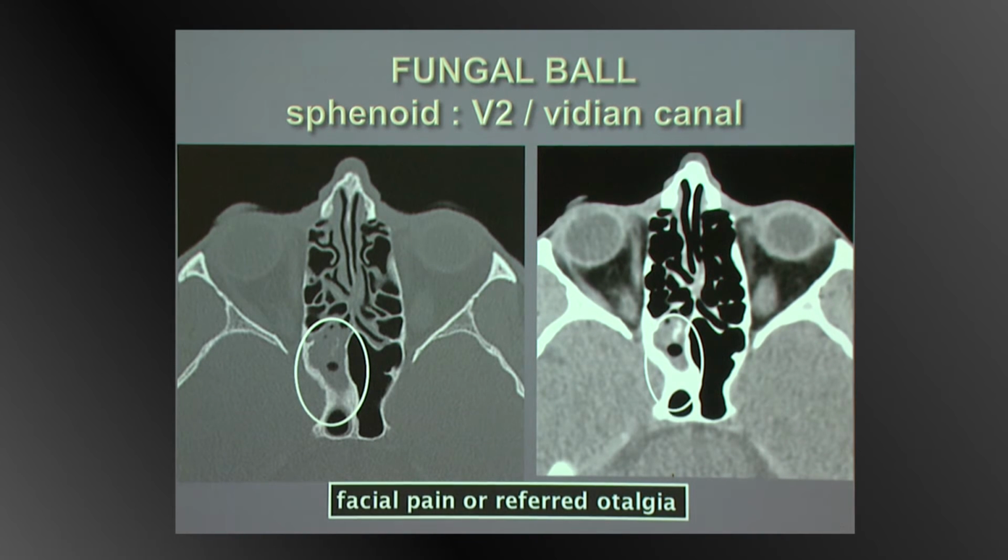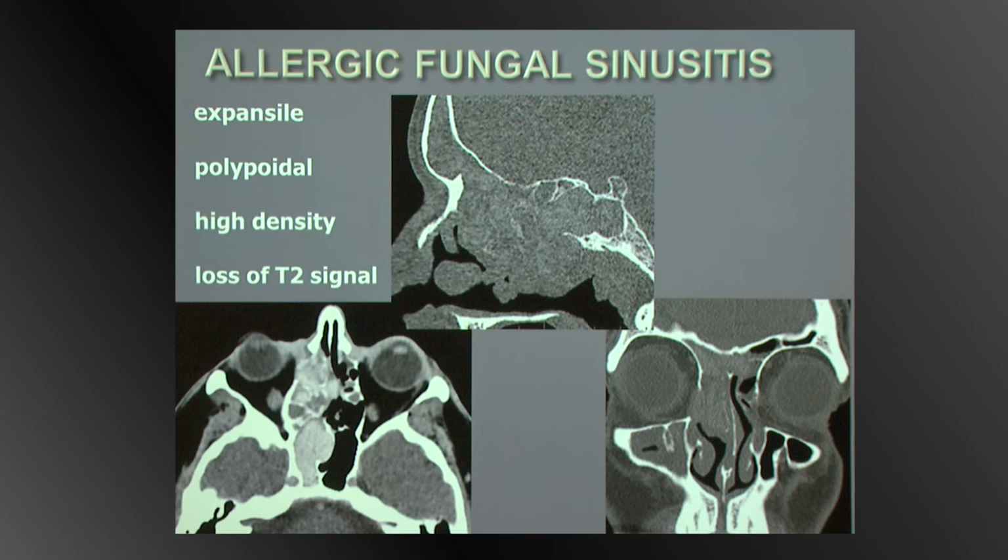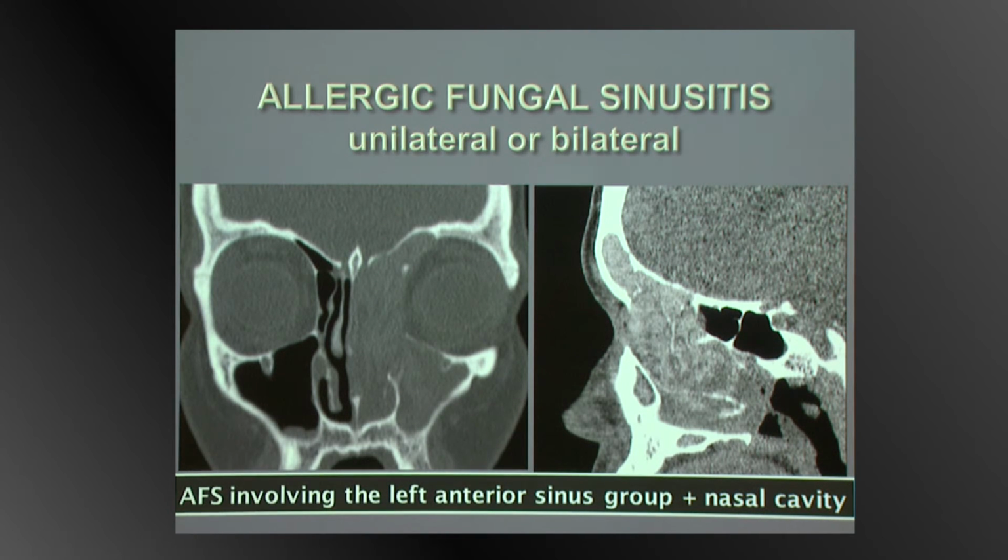Facial pain and referred otalgia, the causes of both of those. So, it's something to suggest if you're doing a CT. Then the entity of allergic fungal sinusitis, which is the step up from the aspergilloma, where you get an allergic response to the presence of fungal hyphae with a proliferative mucosal response. It's expansile, it can look quite aggressive, polypoidal, it's high density on soft tissue CT, and you lose T2 signal just like you do with aspergillomas. Maybe unilateral or bilateral. Unilateral can be a bit confusing, but look for the hyperdensity.